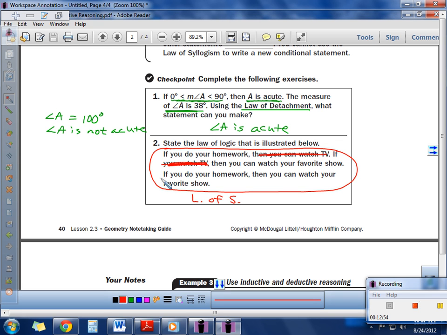Is that what they wrote? Did they write the correct one from these 2? Did they write the correct if-then that follows? Yes, that is an example of law of syllogism.